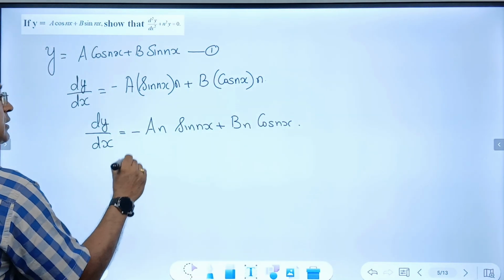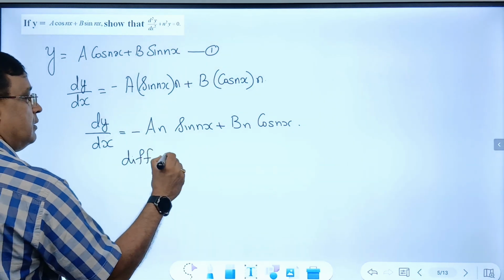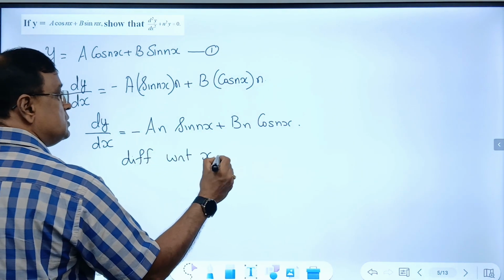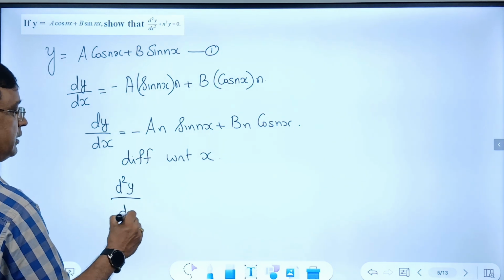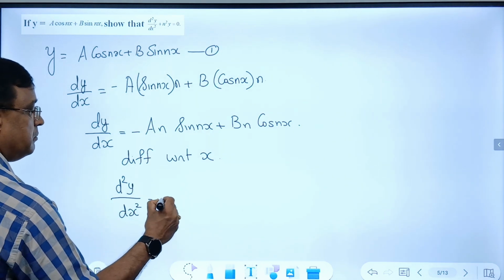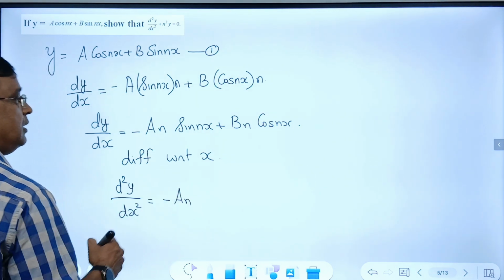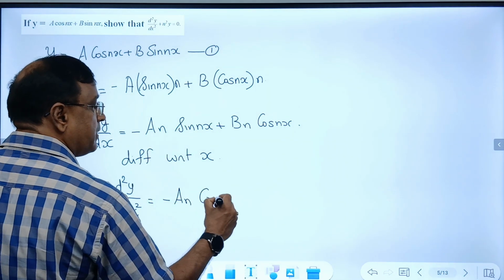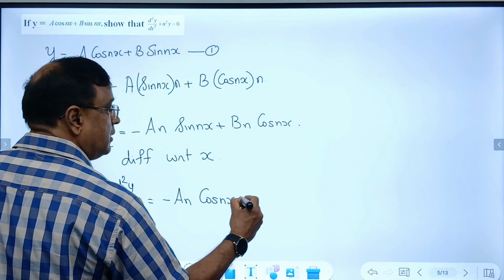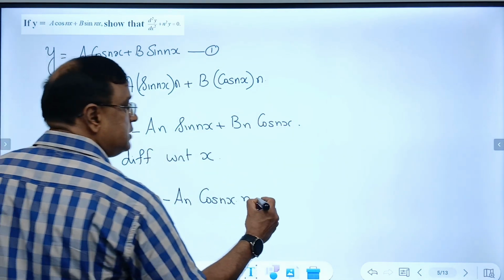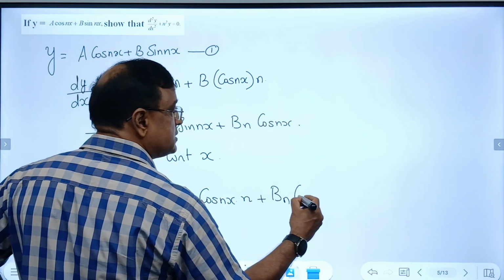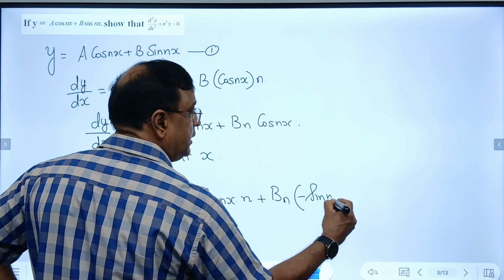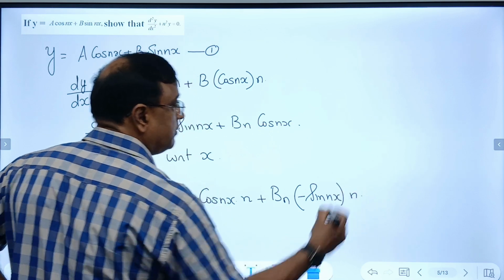Once again I differentiate with respect to x. So what is the differentiation of dy by dx? d square y by dx square is equal to minus a n. What is the differentiation of sine nx? It is cos nx into n, plus bn into, what is the differentiation of cos nx? Minus sine nx into n.